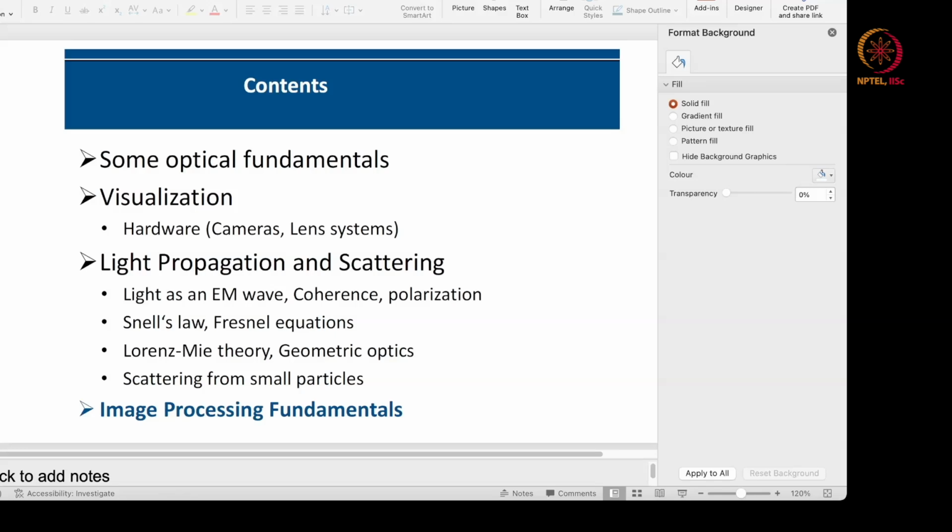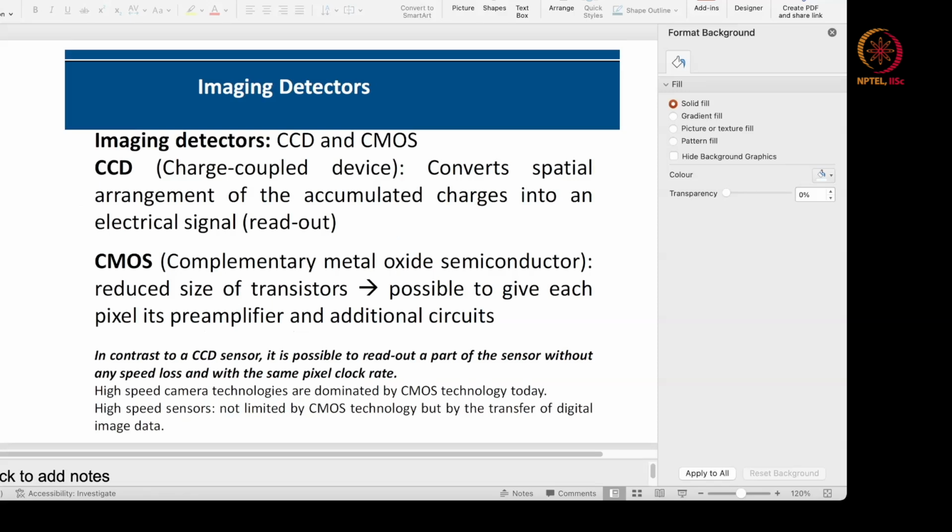So now it is important to know what image processing you need to do. As you know, image detectors come in two varieties: a CCD detector and a CMOS detector. The CCD is a charge coupled device. It converts the spatial arrangement of accumulated charges into an electrical signal. The CMOS is a complementary metal oxide semiconductor with reduced size of transistors. It's possible to give each pixel its own preamplifier and additional circuit.